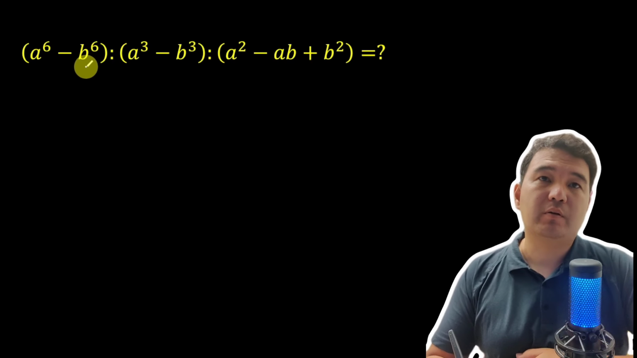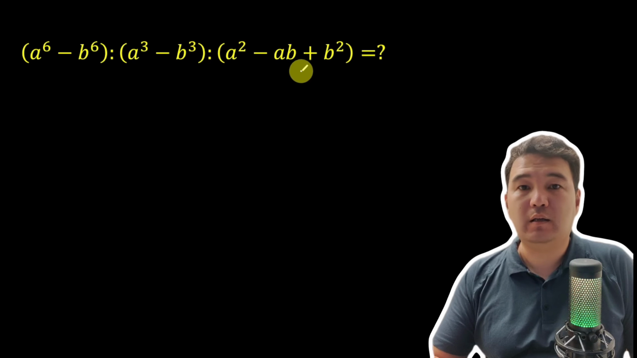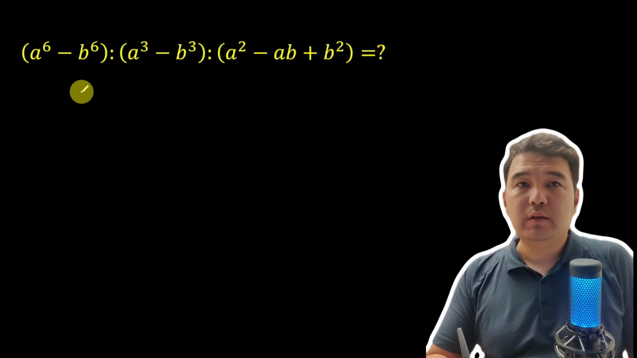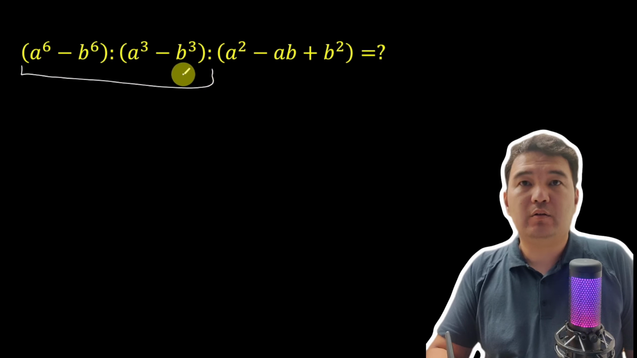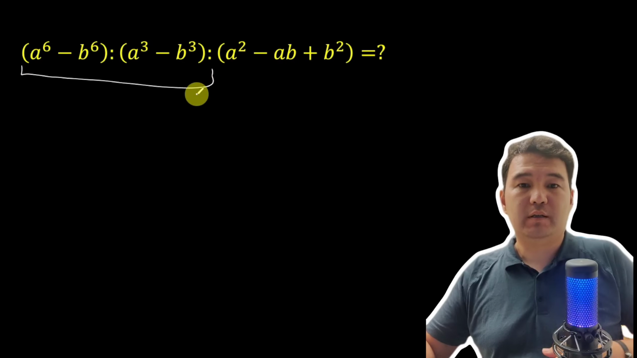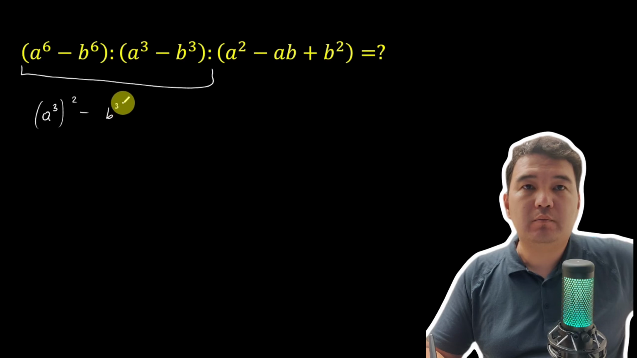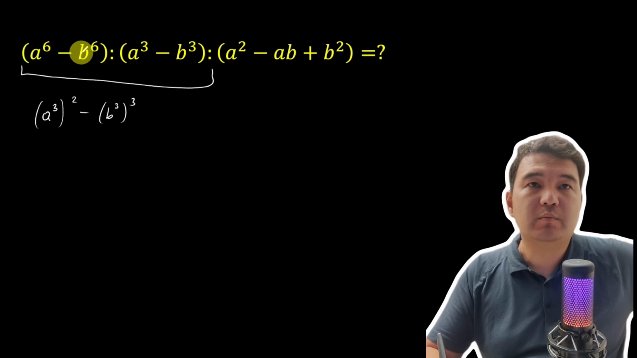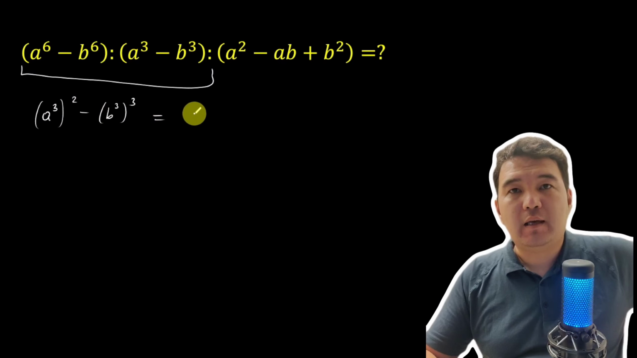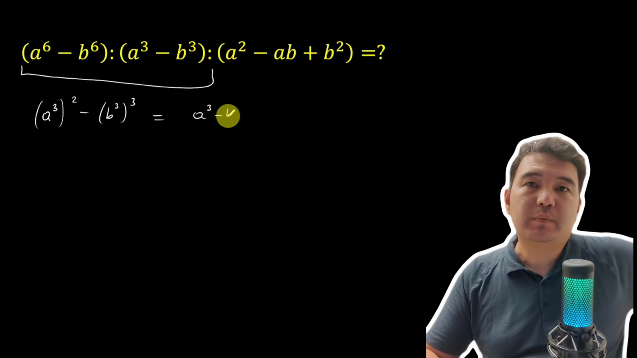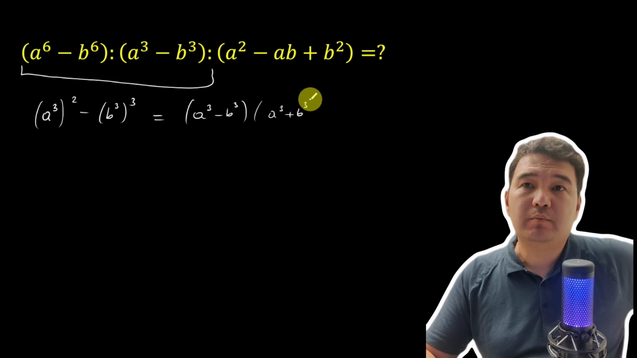So a to the power 6 minus b to the power 6, and then divided by this one and this one. I want to do the divisions in the given order. So let's divide a to the power 6 minus b to the power 6 by a³ minus b³. We know that this is (a³)² minus (b³)². So we can rewrite this as a³ minus b³ times a³ plus b³, a difference of squares.